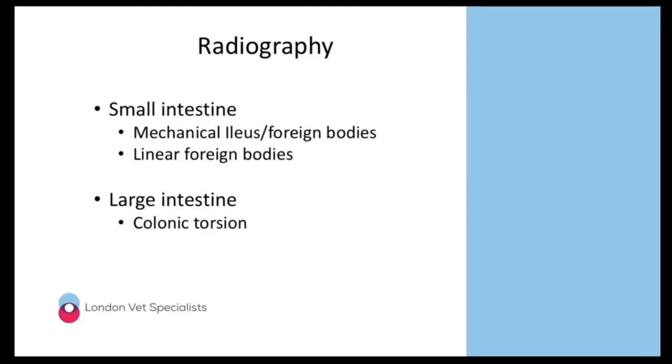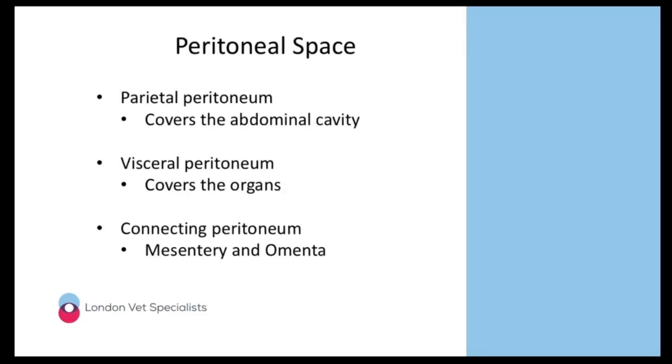We'll also spend a bit of time looking at the small bowel, and most commonly we'll be trying to decide whether or not a patient has a mechanical ileus secondary to a foreign body or some other obstructive lesion like a linear foreign body. And then finally, we'll take a very brief look at the large intestine and talk about colonic torsion. Not something that we see very often, but we need to know how to recognize it, because if it's there, then that is a surgical condition and that patient is going to need to be cut.